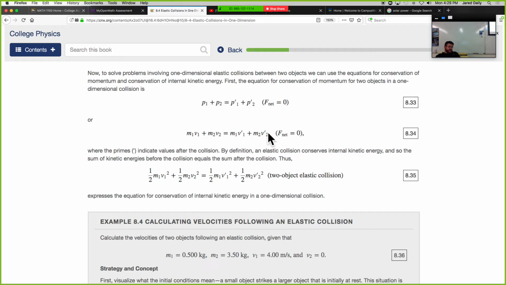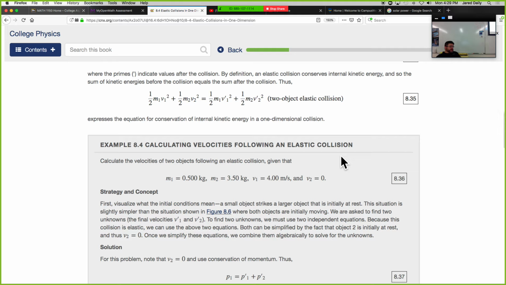Right? But if you're doing a perfectly balanced elastic collision, you also have to solve the equation for the conservation of kinetic energies. 1/2 m1 v1 squared plus 1/2 m2 v2 squared. All the kinetic energies at the beginning equal all the kinetic energies at the end.